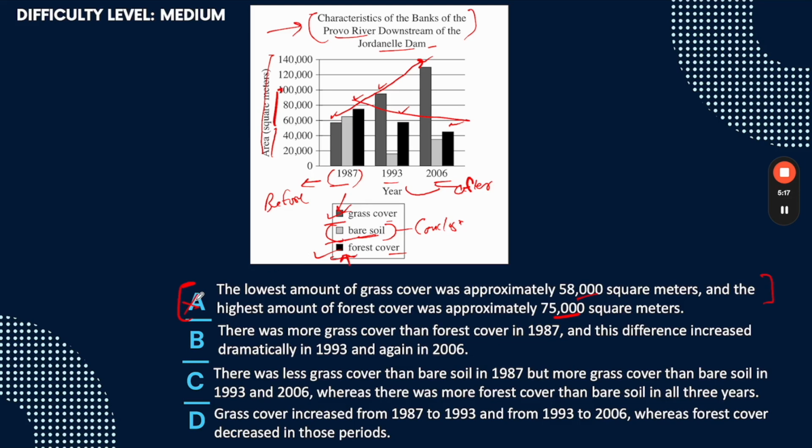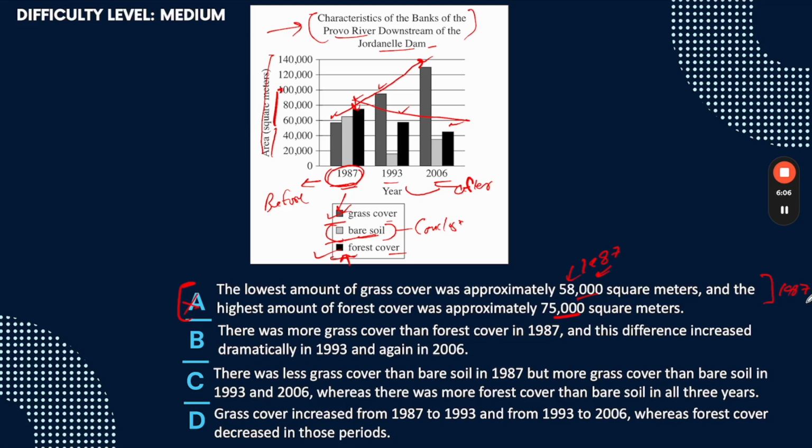Now, there's one more way we could eliminate this particular option. Now, A says the lowest amount of grass cover was approximately 58,000. When was this? Now, if you look at the grass cover, 58,000 was for 1987, right? And this is the lowest one, right? So we are talking about 1987 information here. Now let's look at the next part of this option. The highest amount of forest cover was approximately 75,000. Now when was this? The 75,000 was also in the same year, that is 1987. So this entire option is only talking about 1987. It's not even talking about what happened after the dam was built. Right? So this option can be eliminated for that reason as well.